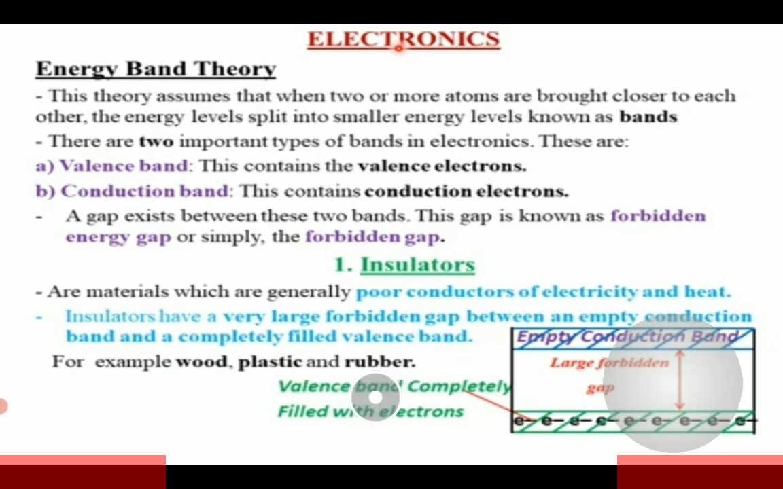Others are rubber. Rubber is also an example of insulators. So if you connect rubber in a circuit, it will not allow any current to flow through it. Therefore, it's an insulator. So why don't these materials conduct electricity? It's because of the very large forbidden gap between the valence band and the conduction band.